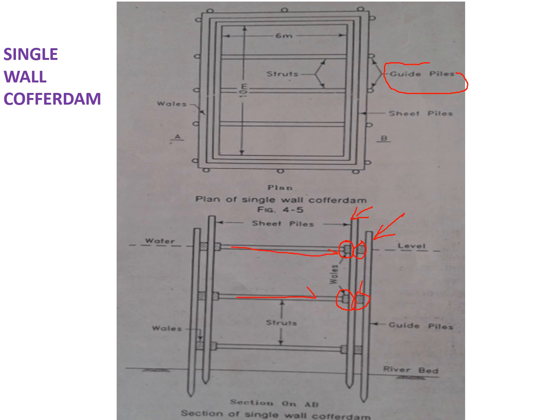So generally this section is 10 meter by 6 meter. So here this section of single wall cofferdam is shown, and whatever water is inside, that is to be pumped down, and this area can be utilized for working under dry condition.